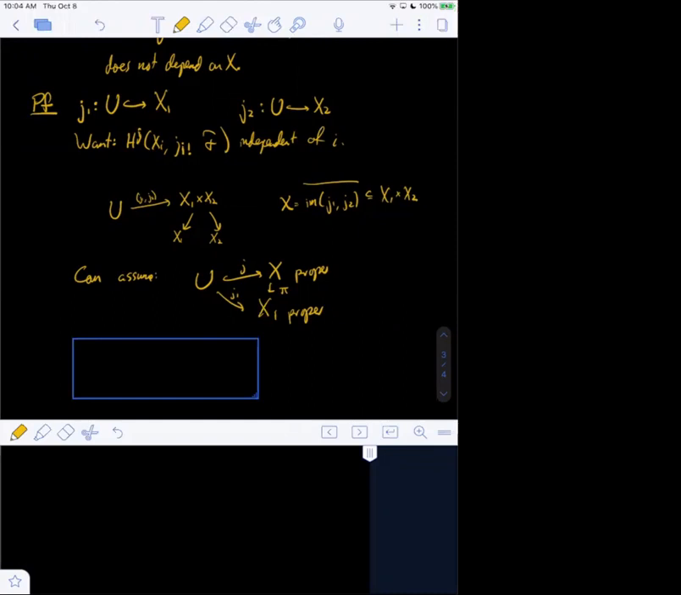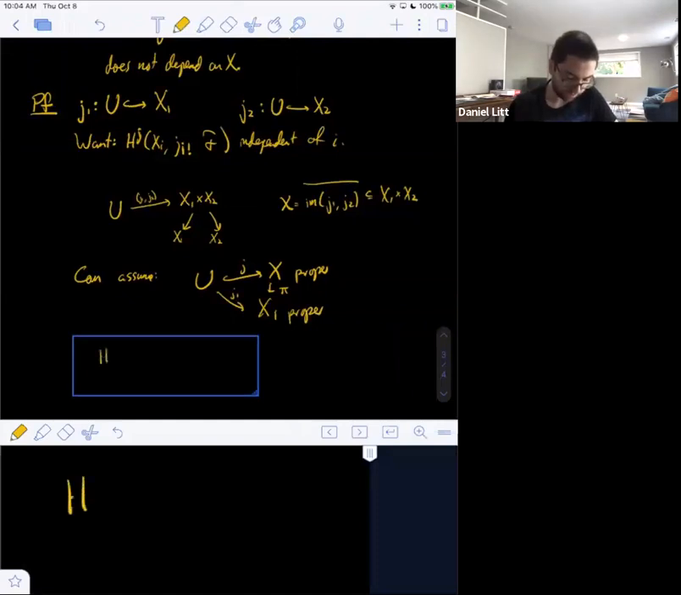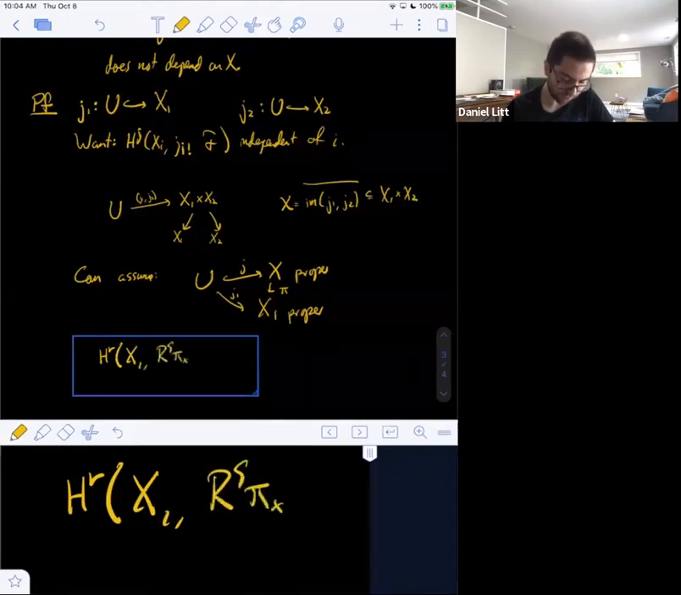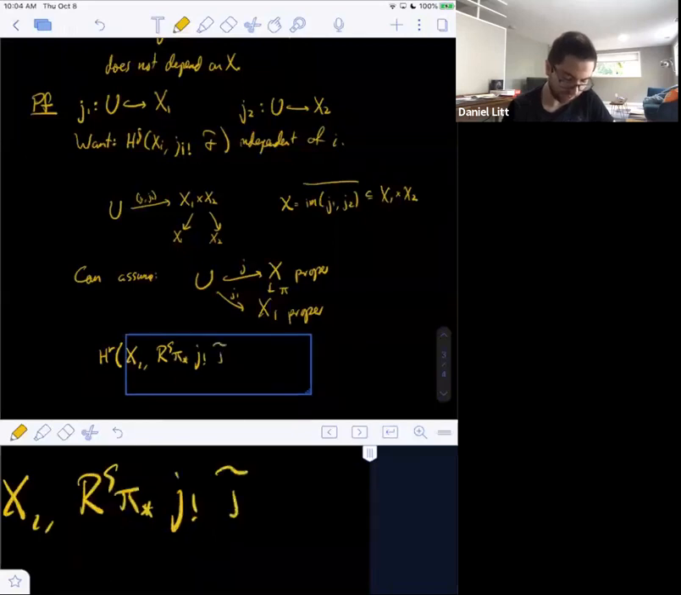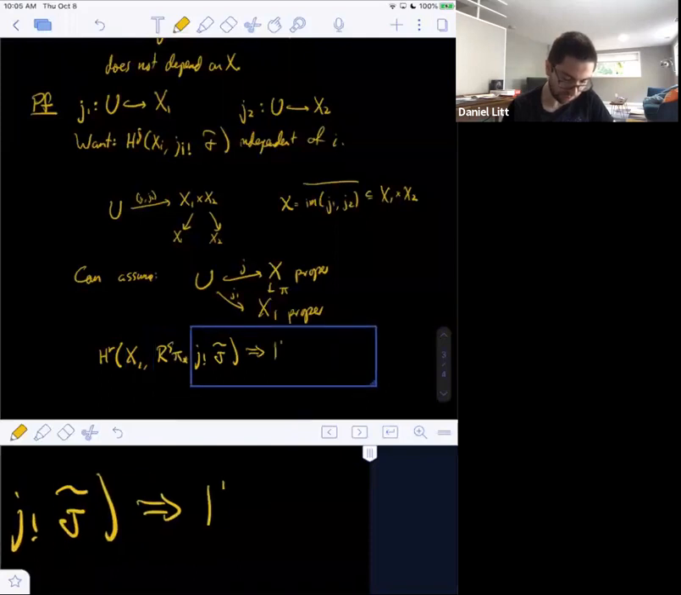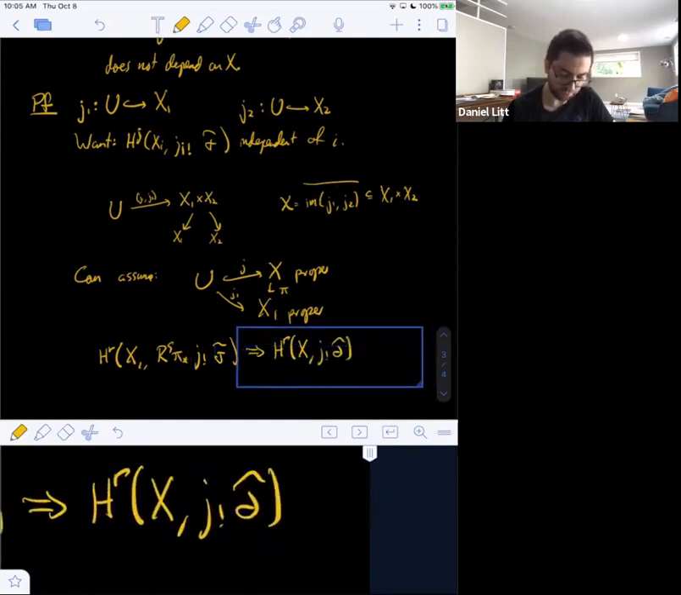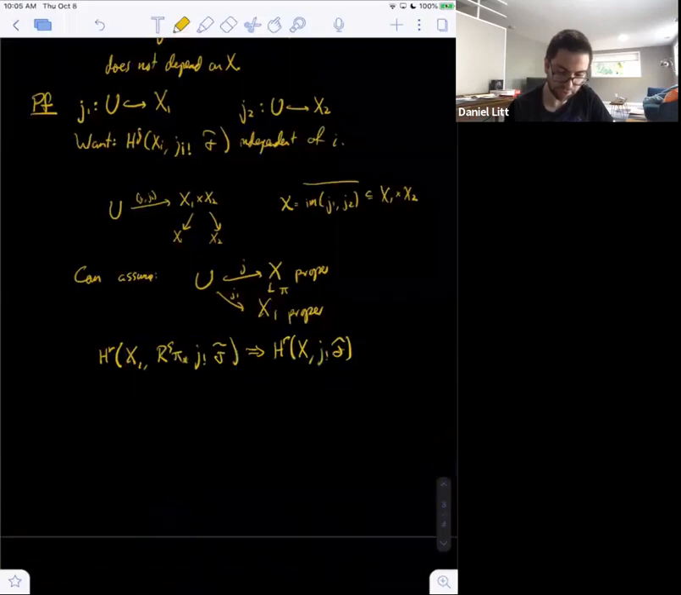Lurie spectral sequence. Yeah, exactly right. So what can we do? We can say there's a Lurie spectral sequence, which goes from H^r of X1 with coefficients in R^s pi lower star of j lower shriek of F, and it converges to H^r of X with coefficients in j lower shriek of F. Okay, so this is what we want to understand, this thing on the right.